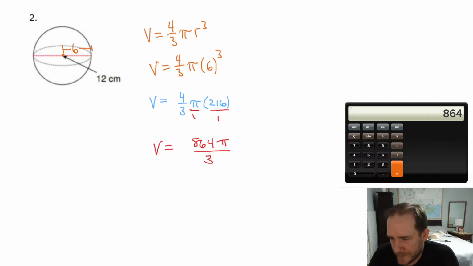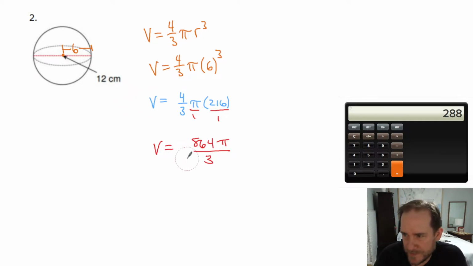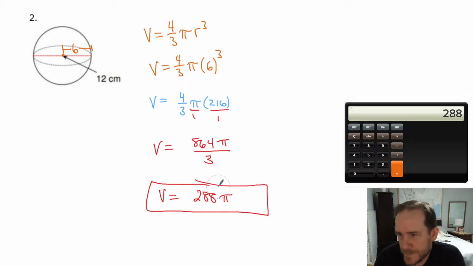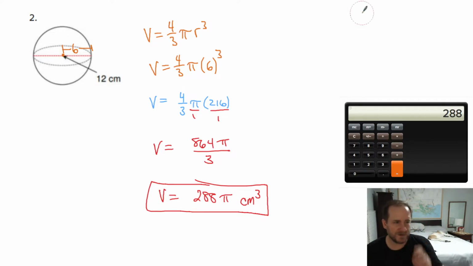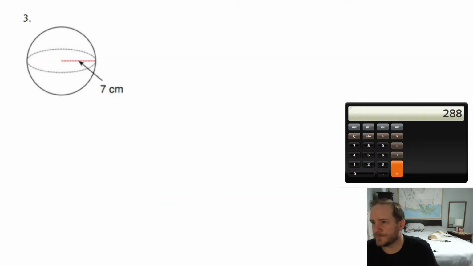And what do I get when I try to divide 864 by 3? So divide by 3 equals 288. So since that came out cleanly, I am going to go ahead and do that division and give my final answer as 288 pi. And again, if these are centimeters, make sure you include your units. So these are cubic centimeters. All right, these are pretty easy.